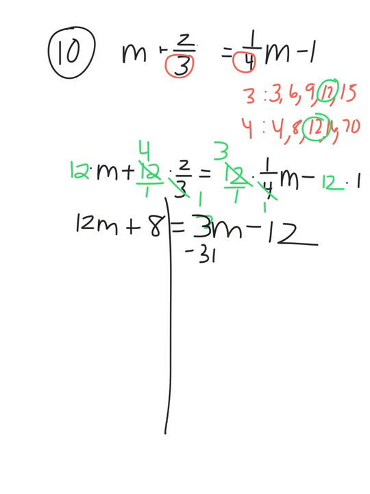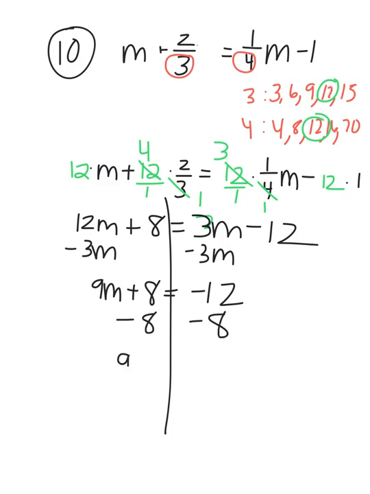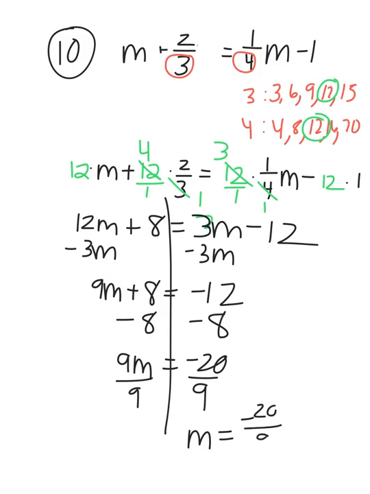So I'm going to subtract 3m from both sides, giving me 9m plus 8 equals negative 12. Subtract 8 from both sides, 9m equals negative 20. Divide both sides by 9, and I get that m is negative 20 over 9, which has no common factor to simplify by, so that is my final answer.